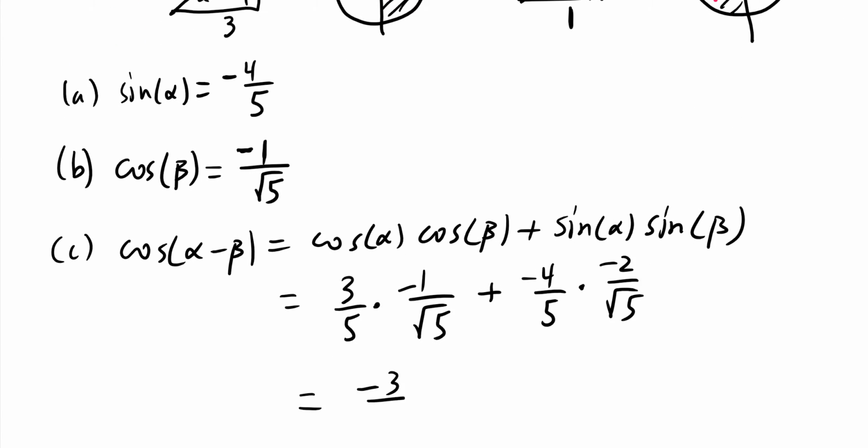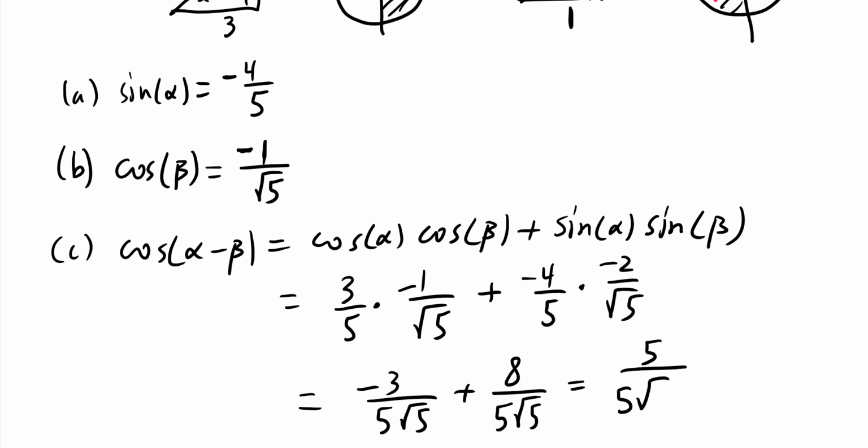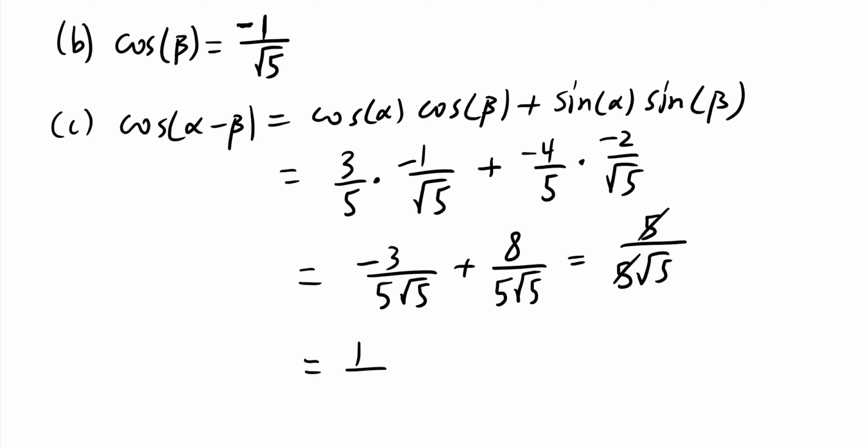This is -3 over 5 square root of 5 plus 8 over 5 square root of 5. If you combine, you get 5 over 5 square root of 5. They cancel. So we get 1 over square root of 5. You can leave it like this or rationalize it.